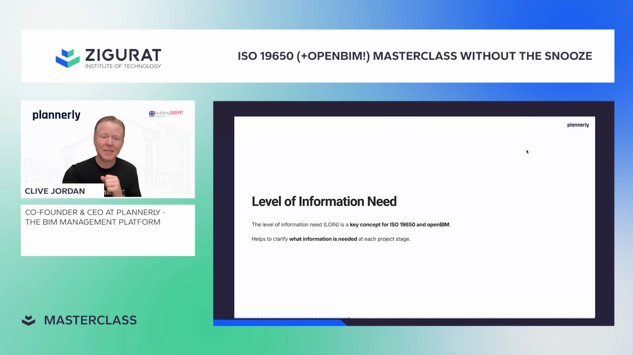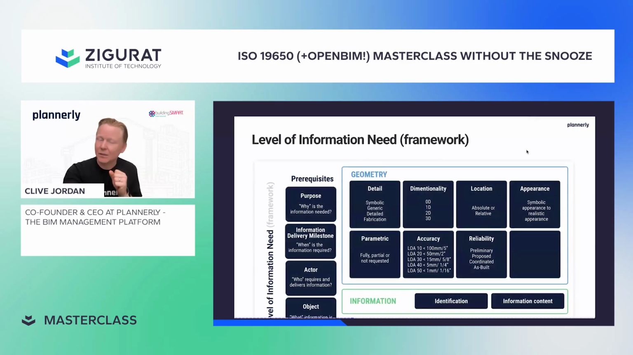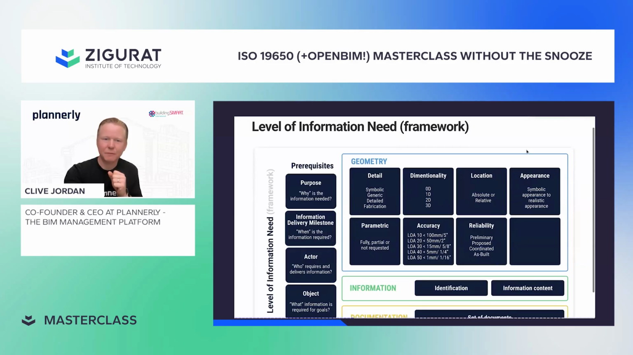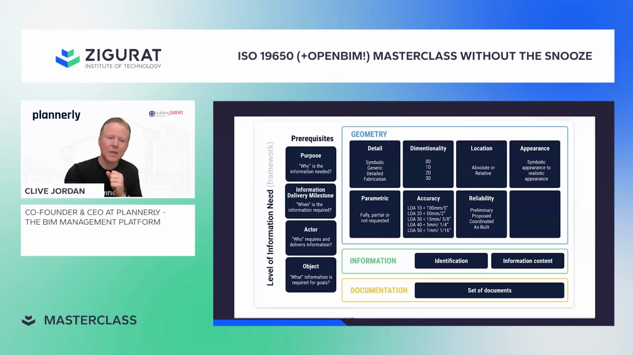Level of information need is a concept that says, in a really clear way, this is how I can describe my requirements, the purpose for those requirements, and describe them in a way that somebody else can truly understand and deliver on. What does it look like? Well, it's a framework that includes the geometry, information, and documentation, so three main key areas, but it also says, why do I need the information?